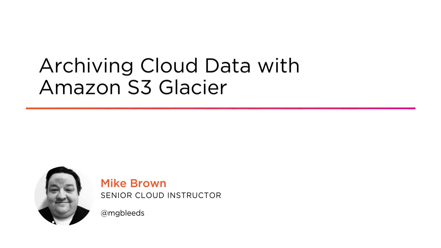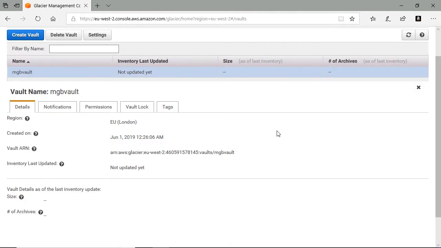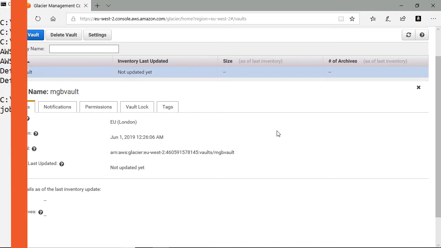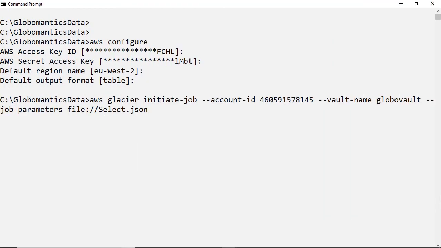I am a Senior Cloud Instructor at Firebrand Trade in the UK, specialising in Amazon Web Services. And I have over 23 years of experience working in IT. Amazon S3 Glacier is a highly durable archive solution offering 11 nines of durability for a fraction of a cent per gigabyte stored. This course is intended to give you a comprehensive look at Amazon S3 Glacier.